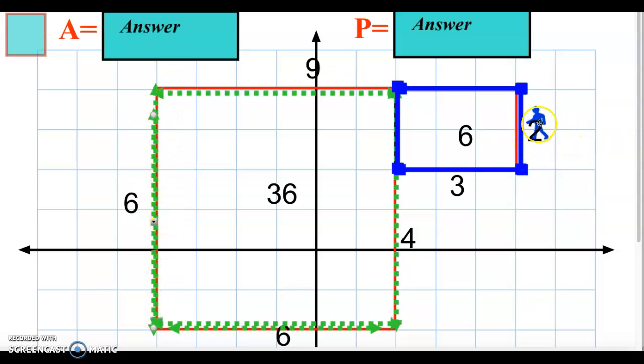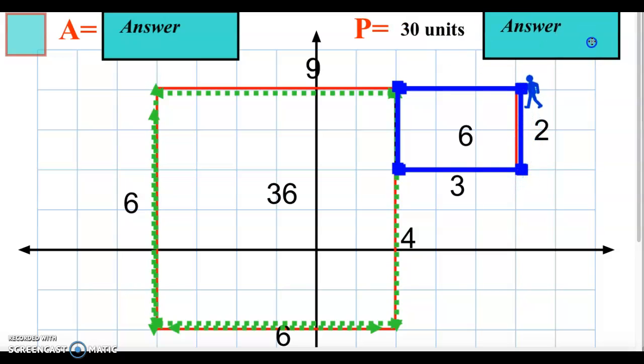So the perimeter is this person, remember, walking all around this figure. So you would want to add up 9 plus 6 plus 6 plus 4 plus 3 plus 2, and you would get an answer of 30 units.